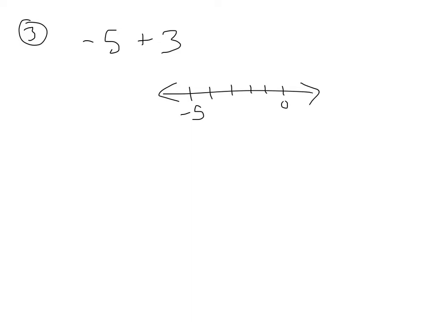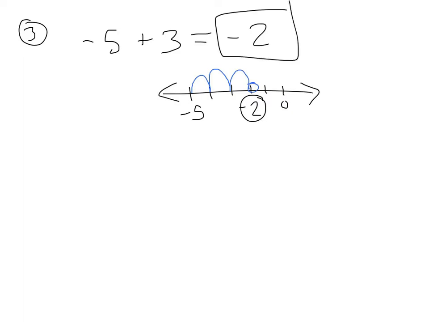That's 0 right there. So I'm starting at -5. I'm going to add 3. Well, adding means going to the right on a number line if I'm adding a positive number. So 1, 2, 3. That's 3 spots. And what is that right there? Well, that spot right there is -2, which is, of course, our answer.